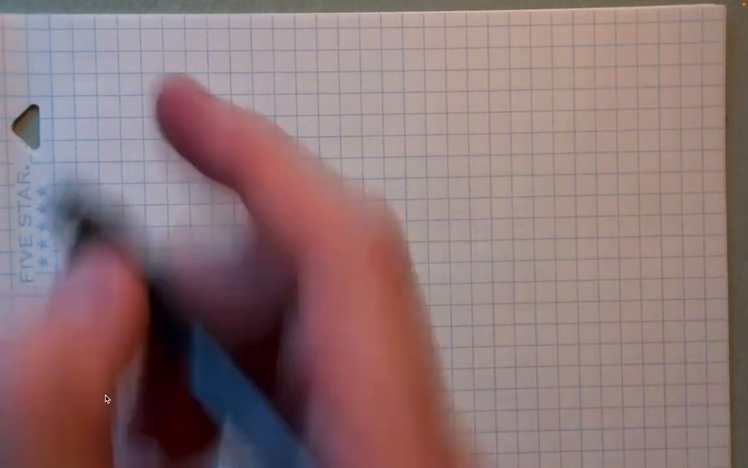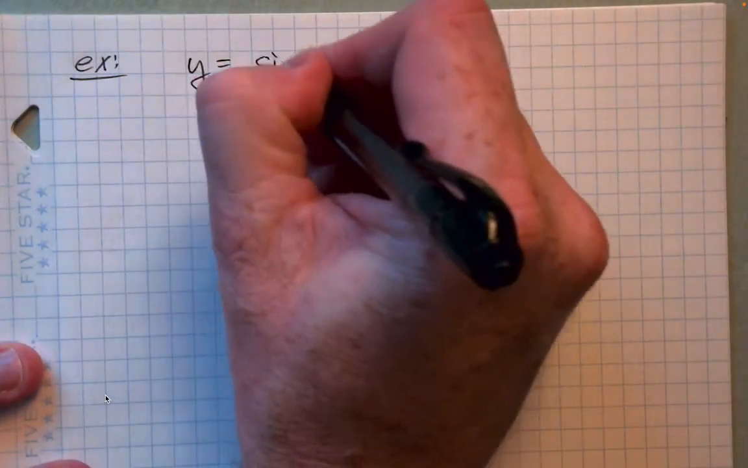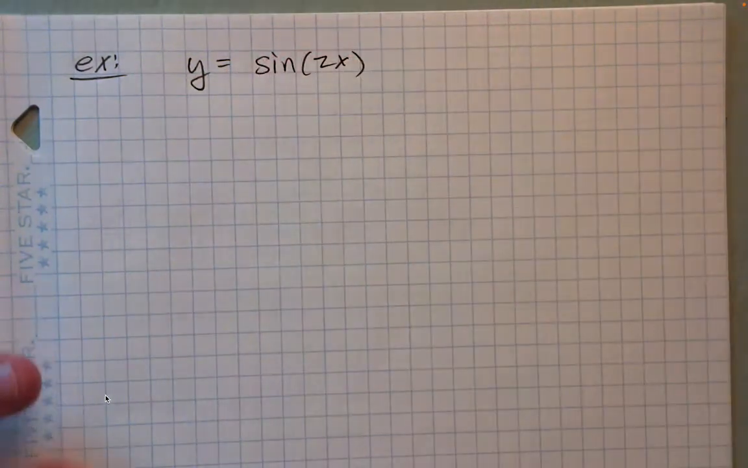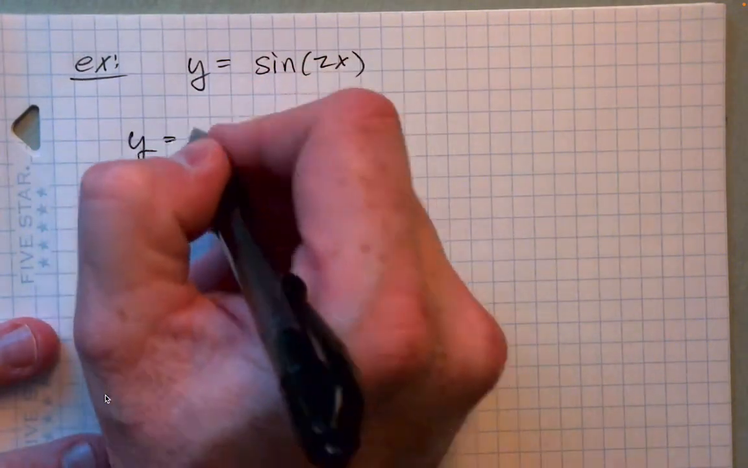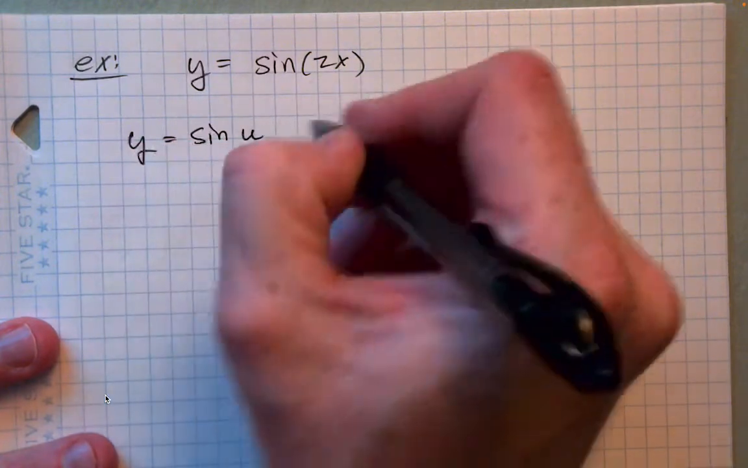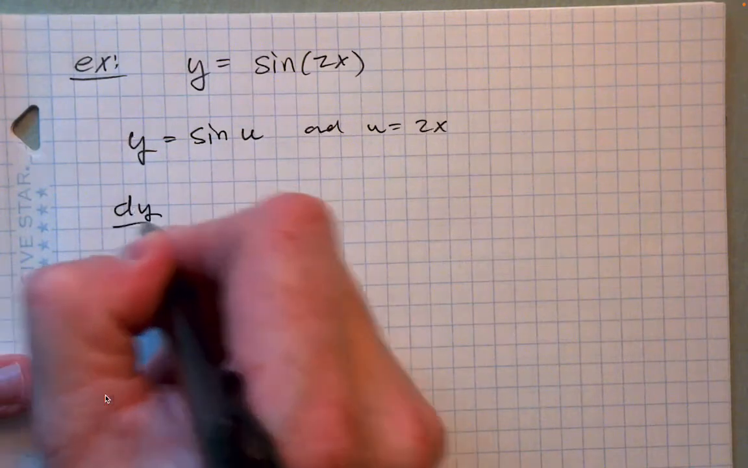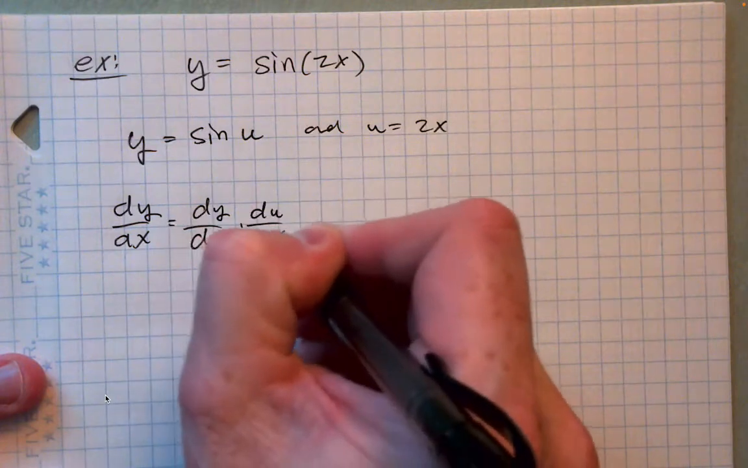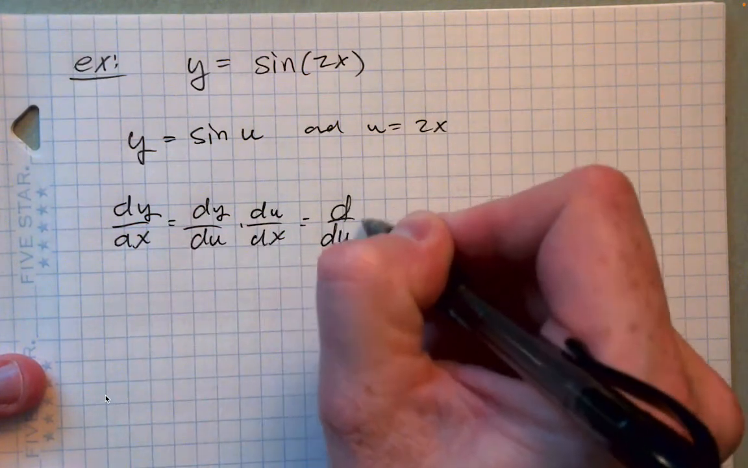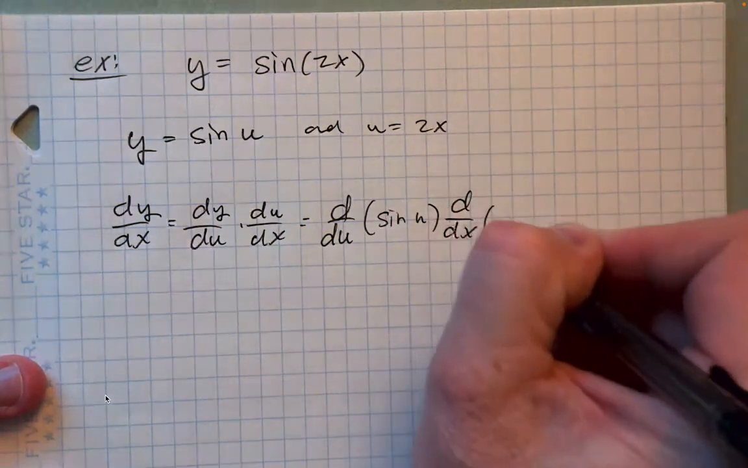Here's a simpler one. Let's try another one, just kind of a different flavor. Let's say y equals sine of 2x. Can we differentiate this? Well, not without the chain rule we can't, but with the chain rule, super easy. This is y equals sine of u, and u equals 2x. Right, so dy/dx equals dy/du times du/dx. So that's d/du of sine of u, times d/dx of 2x.